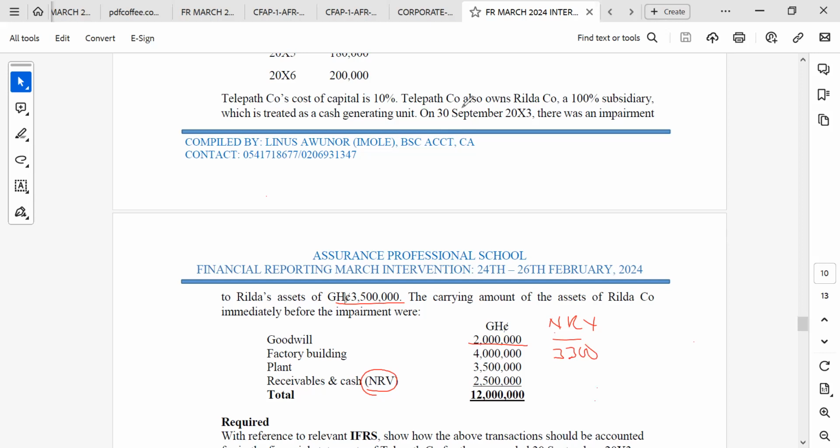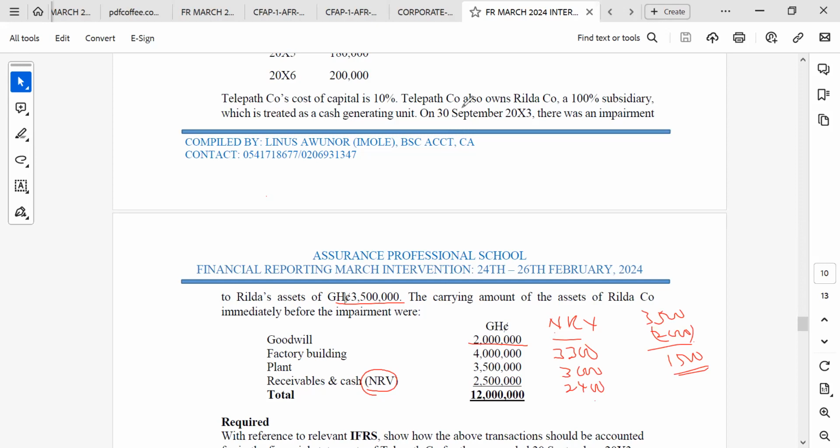They can give you plants as 3,000. Then this one, they will give you 2,400. So you know that the impairment is 3,500. Goodwill has taken 2,000. It will be left with 1,500. This 1,500, you cannot just stand up and say you are sharing it to factory building and plants. We only do that when their net realizable values are not given.